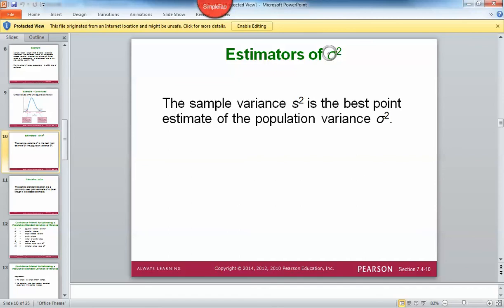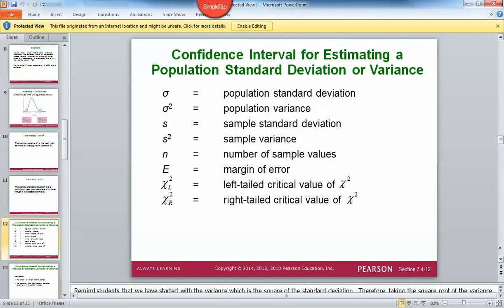Alright, since we are trying to figure out a confidence interval for population variance or population standard deviation, the sample variance or the sample standard deviation, that is our best point estimate. And our notation that we use in our formulas is all basically the same, whatever you know. The only new notation we have really is our left critical chi value and our right critical chi value.